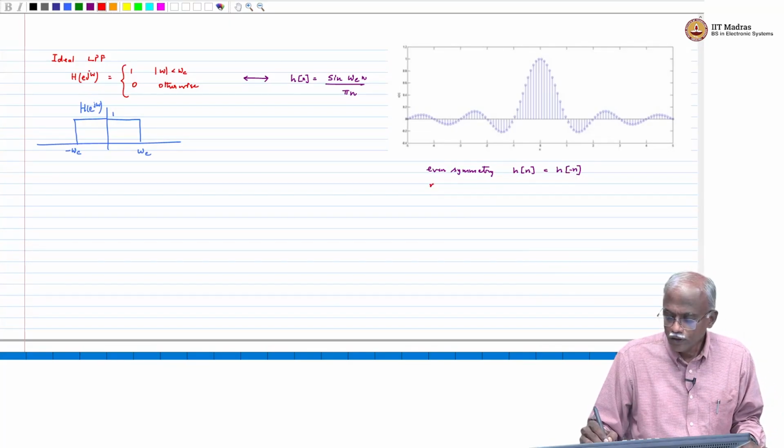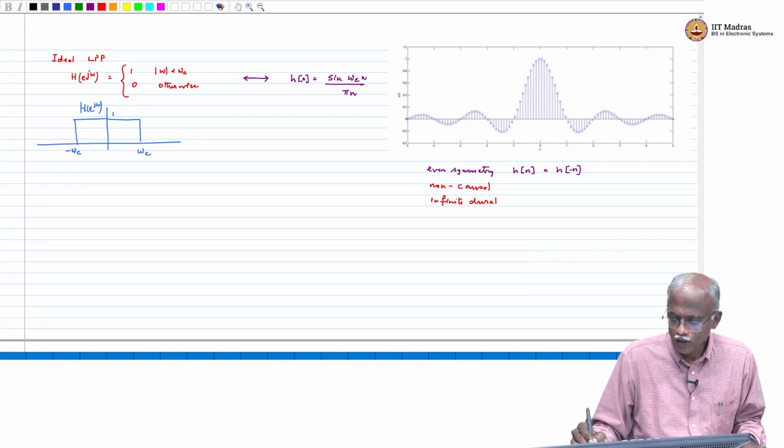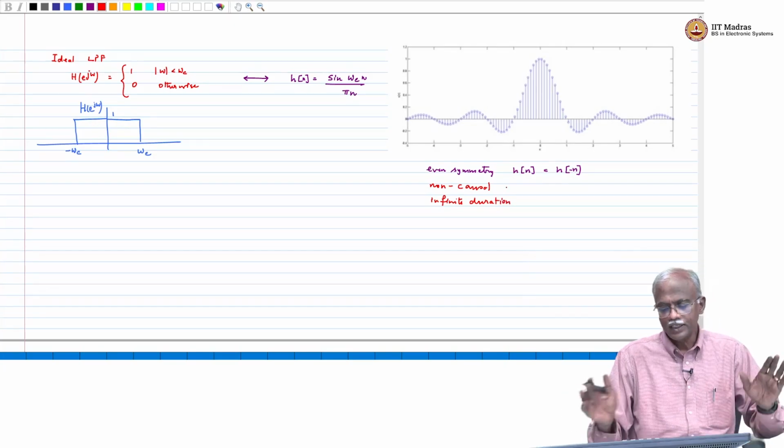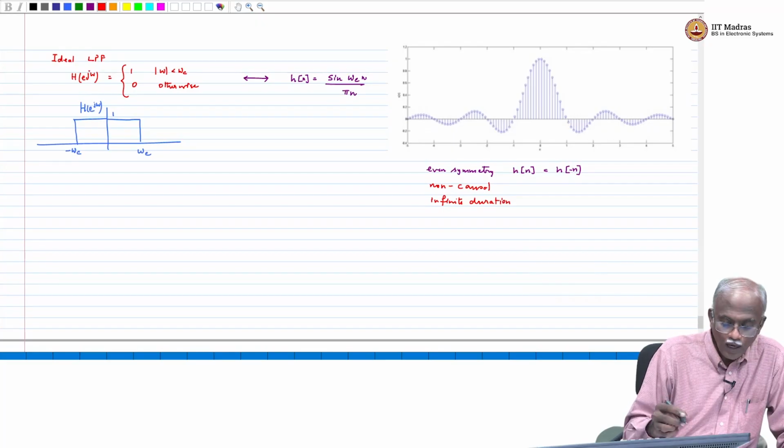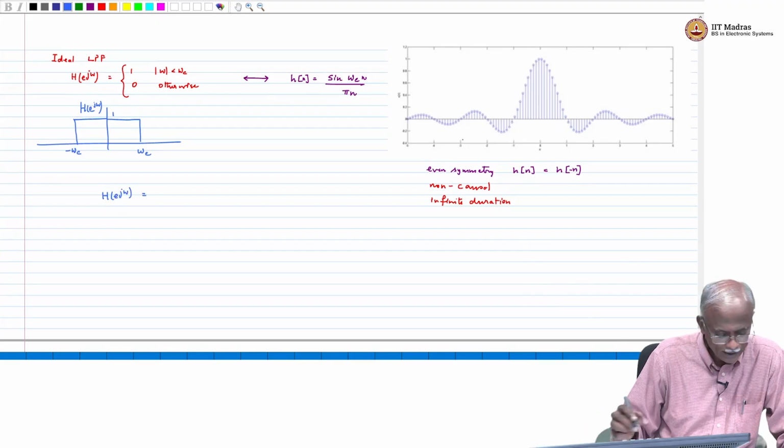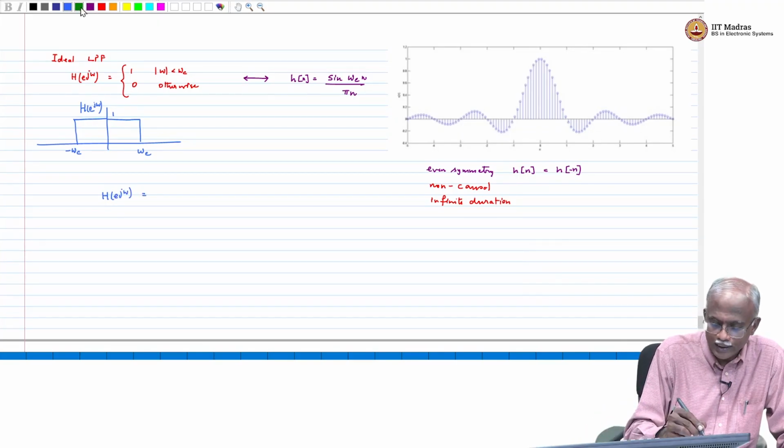It is non-causal, okay, and it is of infinite duration. Infinite duration, non-causal, even symmetric signal is the impulse response that we have. Now I want you to look at what He of j omega will be for this particular LTI system if I were to compute it using the discrete time Fourier transform.